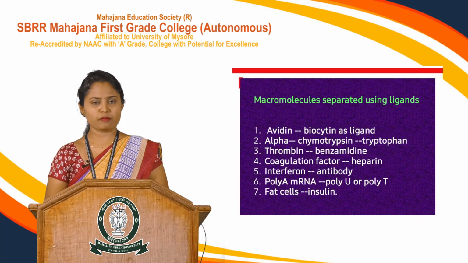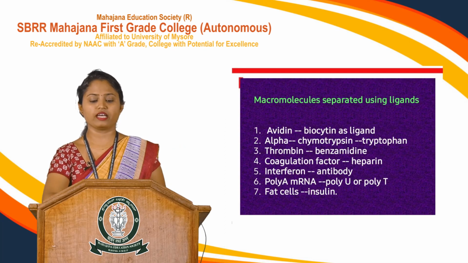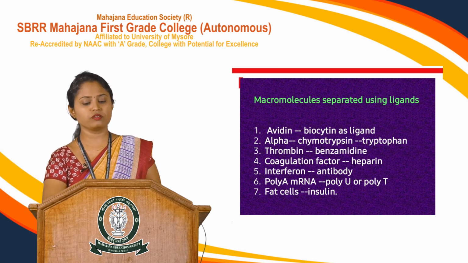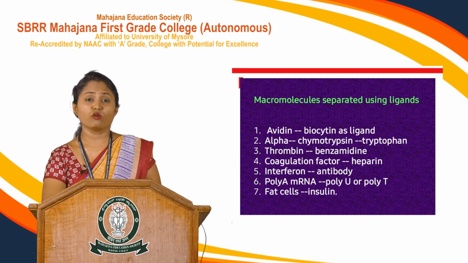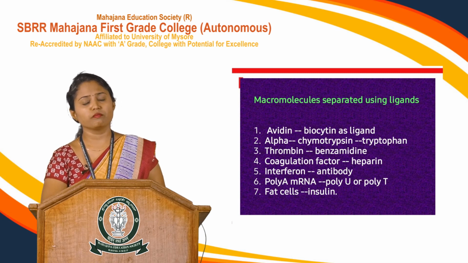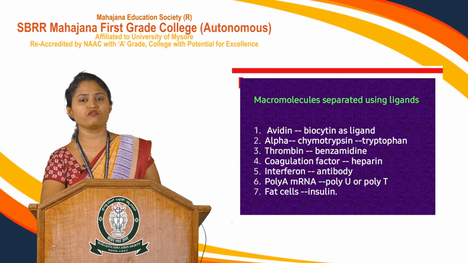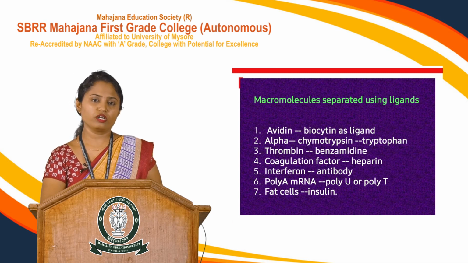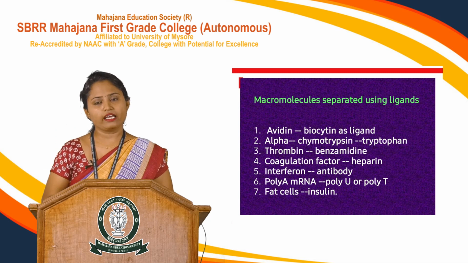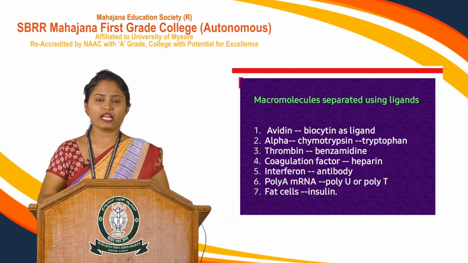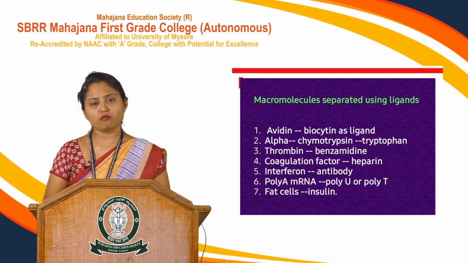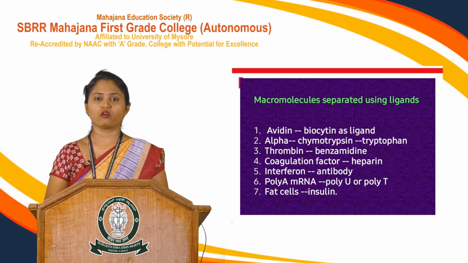Some of the examples I have quoted here: you can separate avidin with biocytin as a ligand, you can also separate alpha chymotrypsin, and you can separate thrombin. One of the major applications is on nucleic acids, where you can separate mRNA from a mixture of samples. We already know that mRNA is a single strand that also contains a poly A tail at the 3' end. Then you can specifically use ligands that act as poly T.